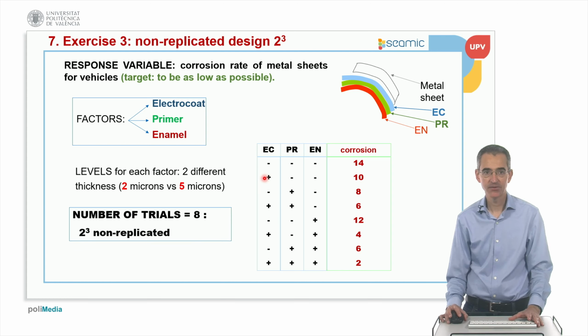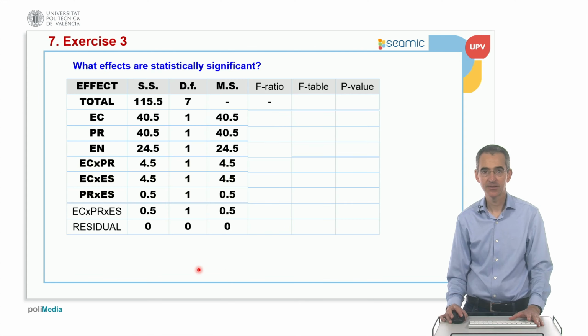Okay, so 8 trials, non-replicated design. We are going to obtain the total sum of squares, the effects, and the residual, and then this is what we have. Actually, this is the maximum possible decomposition of the sum of squares: the total, simple effects, the double interactions, and the triple interaction.